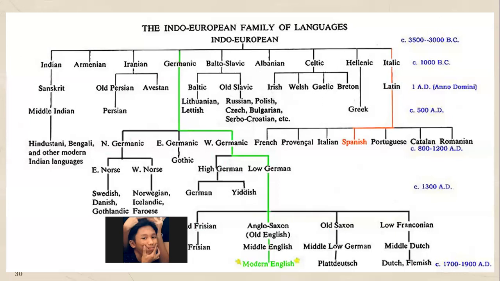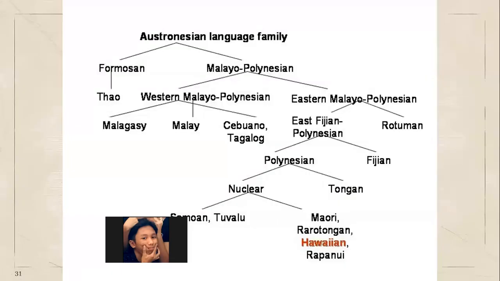These are artificial languages, created purposely. It's different from natural language. These are the natural languages. And this is where our language belongs, in the Austronesian language family. And these are the Philippine languages. We come from the Malayo-Polynesian. These are Cebuano and Tagalog.